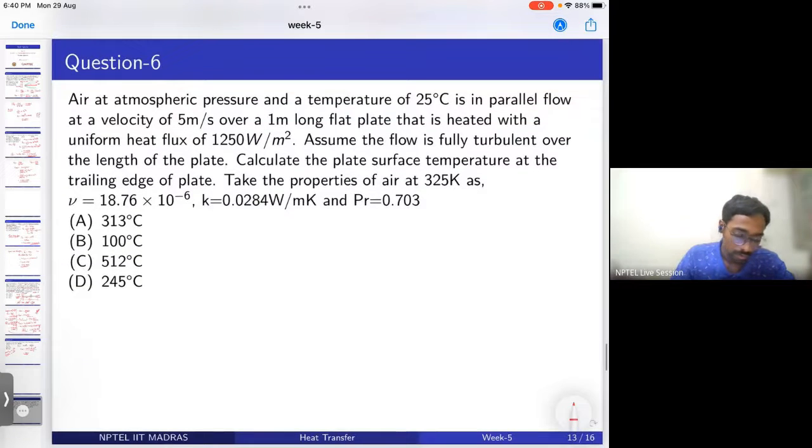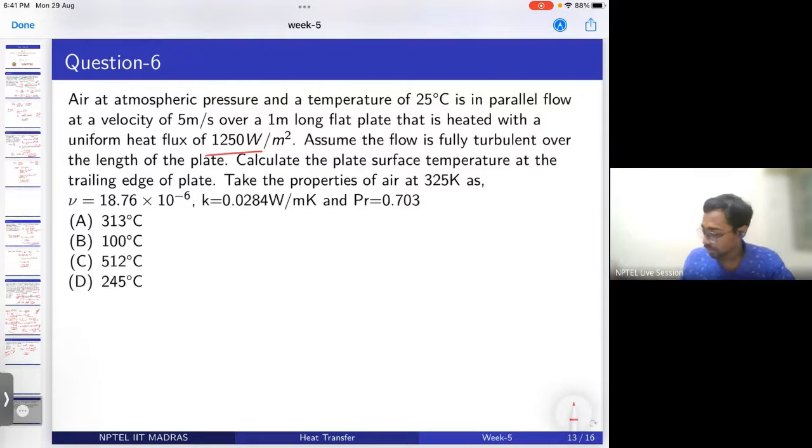So let's go to the next question. Air at atmospheric pressure and a temperature of 25 degrees Celsius is in parallel flow at a velocity of 5 meters per second over a long flat plate that is heated with a uniform heat flux of 1250 watts per meter squared. Assume the flow is fully turbulent over the length of the plate. Calculate the plate surface temperature at the trailing edge of the plate.